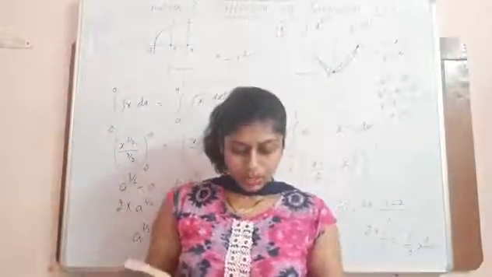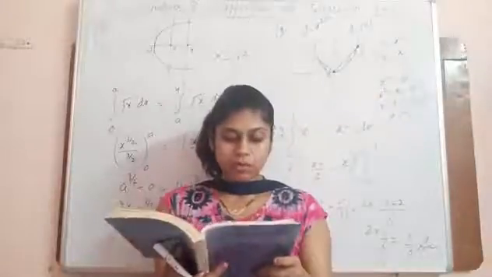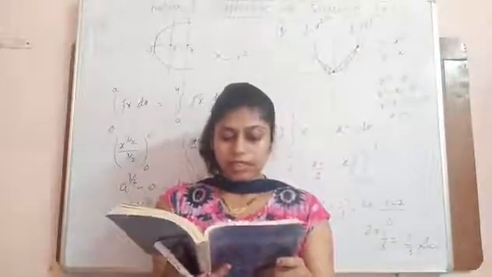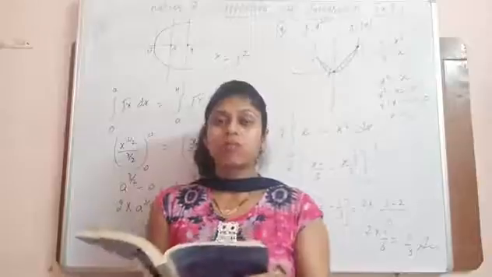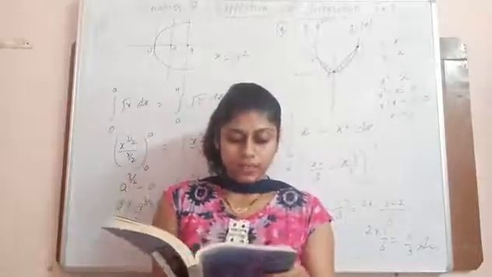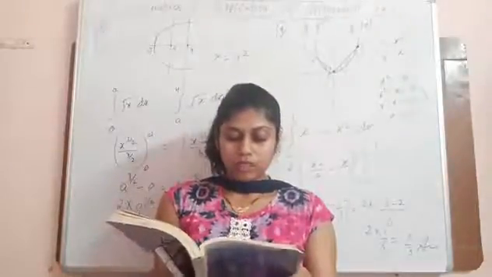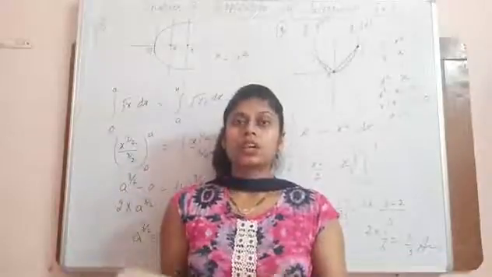Clear? Similarly, you have to solve question number 10 and 11. These are again the same kind of question, parabola and line. Next two are MCQs. Solve, find the area and choose the correct option.